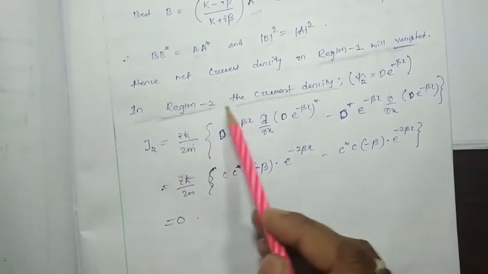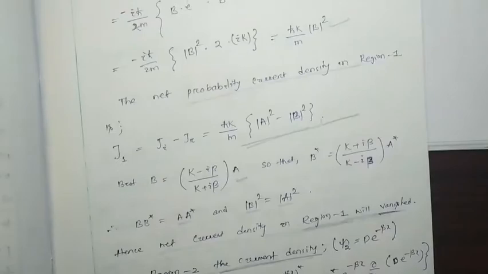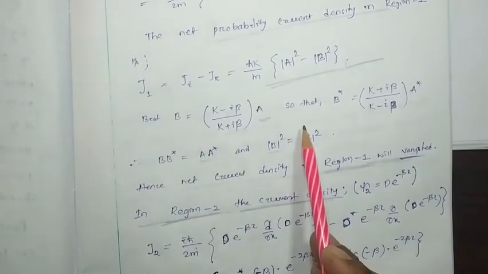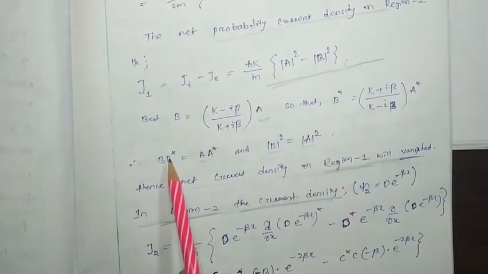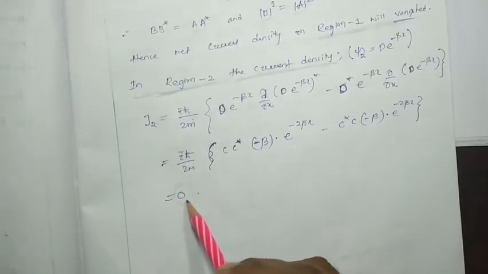That means in region 2 what we got, the current density will be 0. That means in region 1, why is it 0? That means how much is incident, exactly that much is reflected. So current density 0. In region 2, why is it 0? In region 2, why will it be 0?